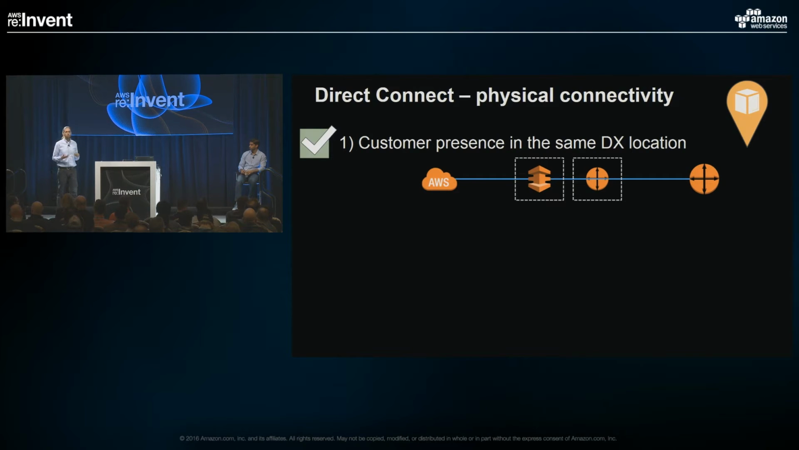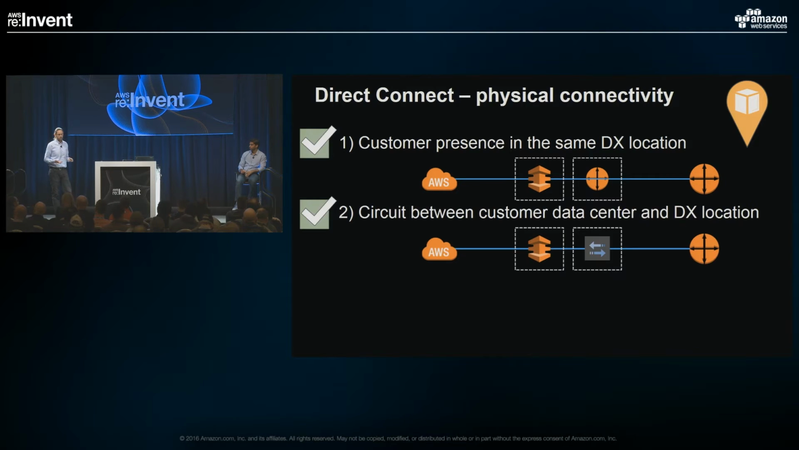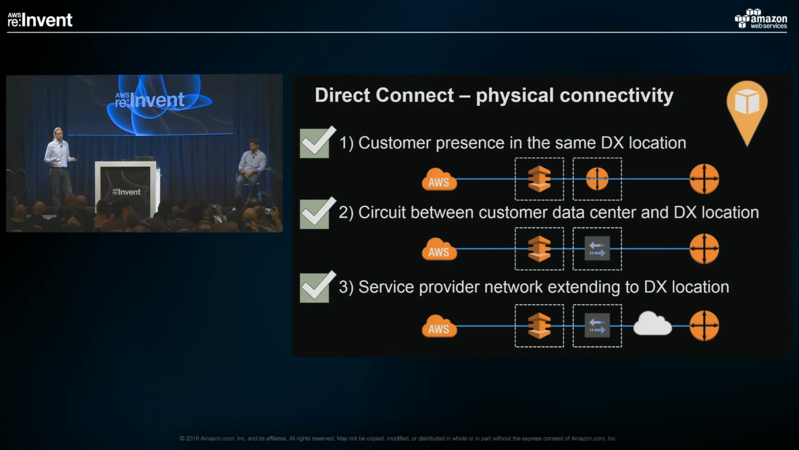Option number one is relevant if you already have presence in one of the co-locations where we offer Direct Connect. Option number two is if you do not. And in that case, you will engage with a partner or a network provider that will build out a circuit between your data centers or your locations and that co-location. And option number three is relevant if you are already engaged with a service provider that is running a managed network that connects different locations that you have, and you would like to extend that managed network to include an AWS region. So let's review these three options.